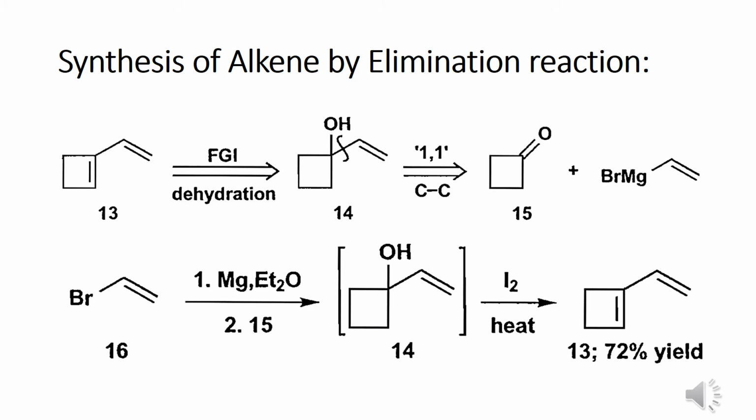This cyclobutanone, that is structure 15, is available and also very electrophilic. So addition of vinylic Grignard and dehydration with the rather unusual reagent iodine gave the diene, that is structure 13. This diene is used in Diels-Alder reaction, which you have already studied in other standard semesters.